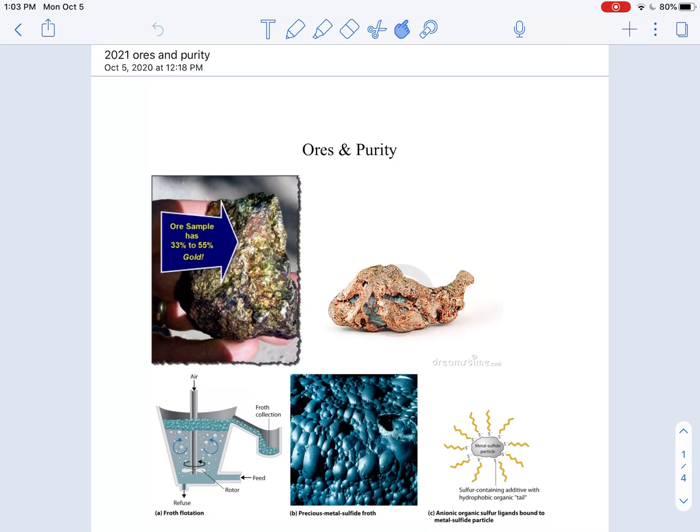Hi guys, today we're going to finish up our stoichiometry unit by talking about ores and purity. Remember, when you dig something up out of the ground, or if you have a mixture of something, you're not getting just that individual substance, especially if you're digging it up out of the ground.